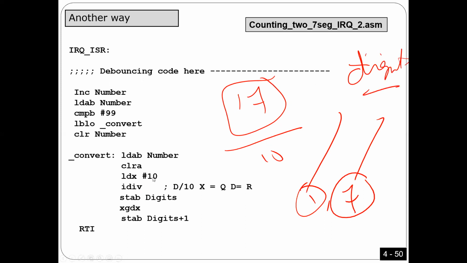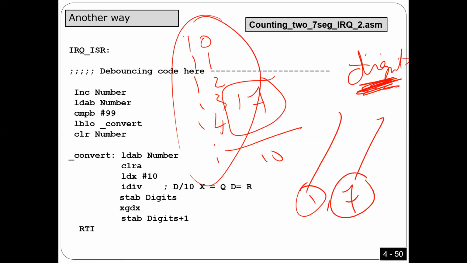I divided by 10. I got the first number here and stored it in digits. Then I got the second number and stored it in digits. So every time there is an IRQ interrupt, these 2 digits are going to be updated. If you look at these 2 digits, guys, you will see they are always counting, like 1 0, 1 1, 1 2, 1 3, 1 4, and so on. So every time there is one interrupt, it's counting.